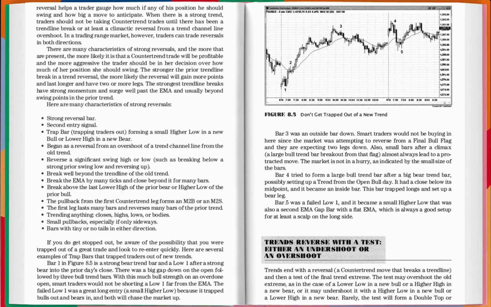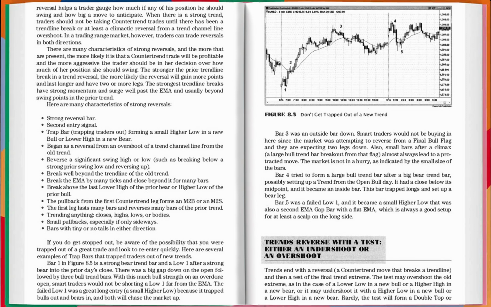Bar 3 was an outside bar down. Smart traders would not be buying in here since the market was attempting to reverse from a final bull flag, and they are expecting 2 legs down. Also, small bars after a climax. A large bull trend bar breakout from that flag almost always leads to a protracted move. The market is not in a hurry, as indicated by the small size of the bars.